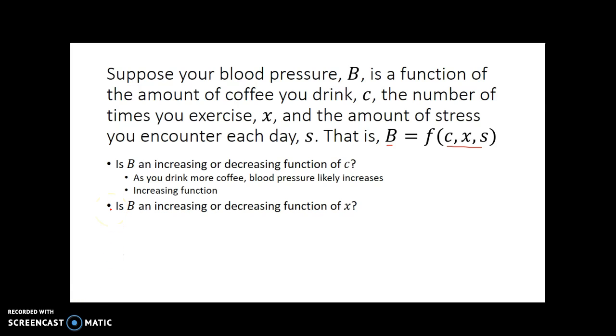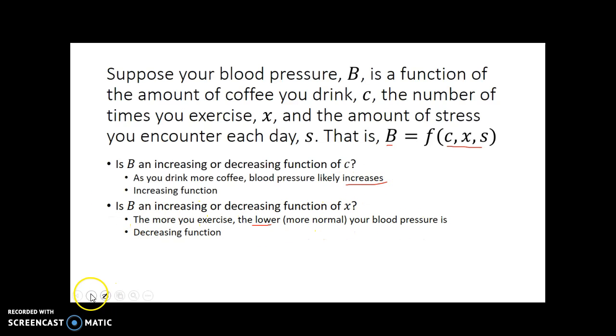Is B an increasing or decreasing function of X? So what are we asking? If you exercise more, what happens to your blood pressure? Well, in an ideal setting, exercise helps reduce your blood pressure, helps to normalize it. So we'll argue here that the more you exercise, the lower or more normal your blood pressure is. So that's a decreasing function. As X increases, B decreases. Here was an increasing function.